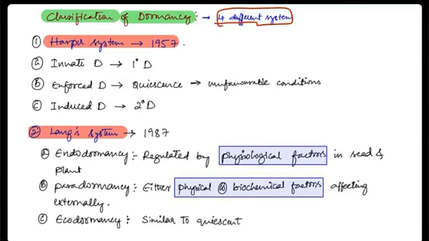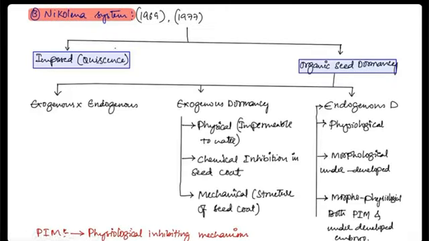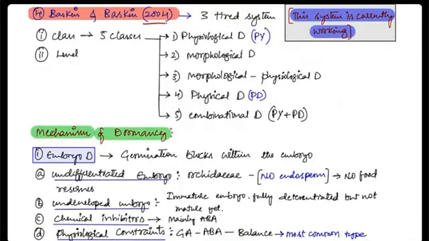First, Harper gave one system in 1957, and Lang gave one system in 1987. Next, Nikolaeva gave the system in 1969 and revised it in 1977. And lastly, it's Baskin and Baskin, given in 2004. So this is all from the corrections of the previous classifications. This is the one which is currently working, which covers all the different mechanisms of dormancy.